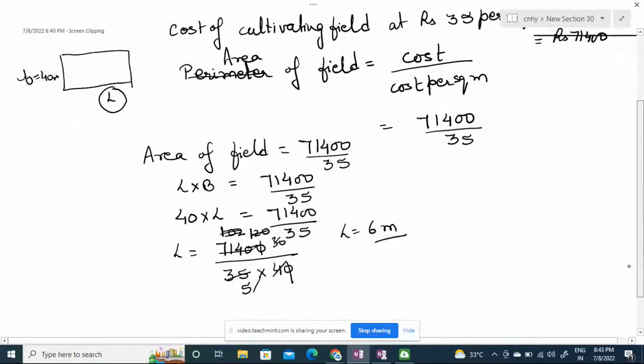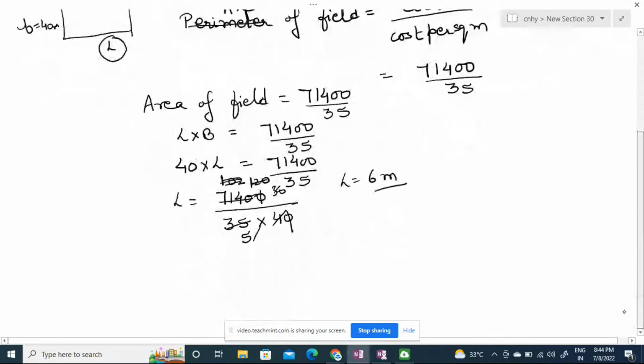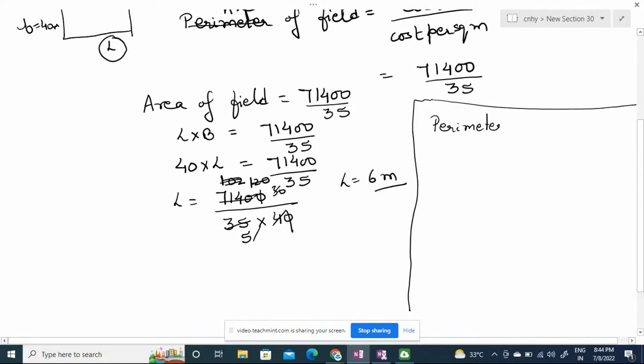Now we have to find the perimeter, because we have to find the cost of fencing. The fencing is 50 per meter. So that's why we have to now find the perimeter of the field. Clear? Okay. What is the formula for the perimeter of a rectangular field? It is 2 into L plus B. So 2 into 40 plus 6, 2 into 46.